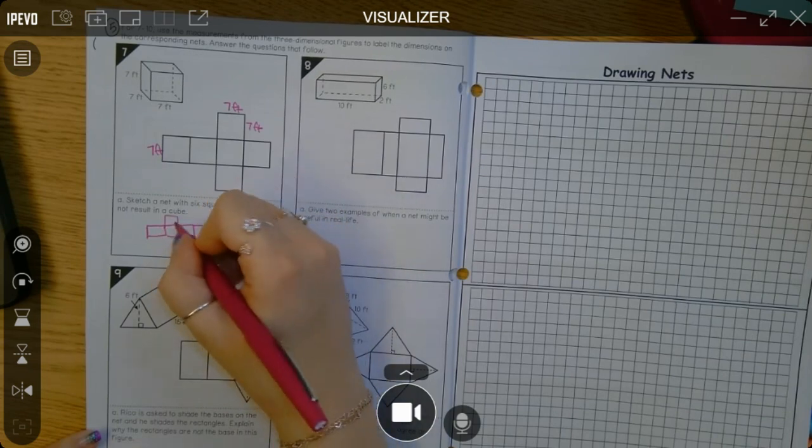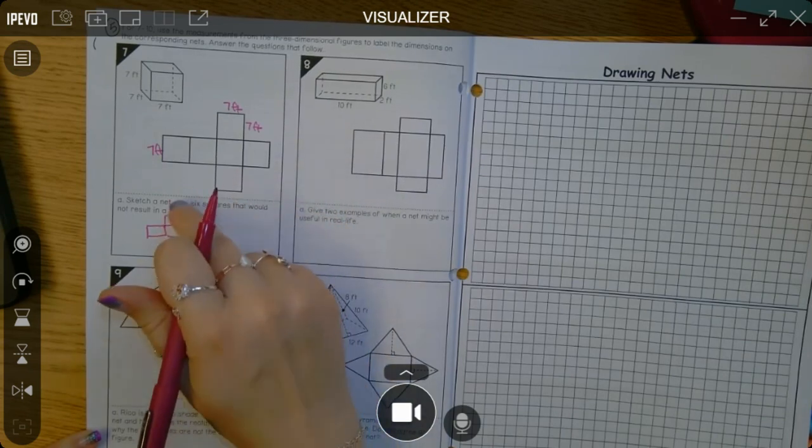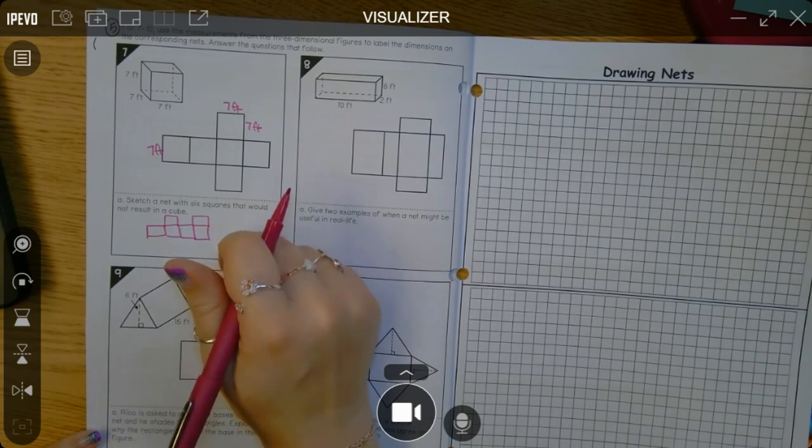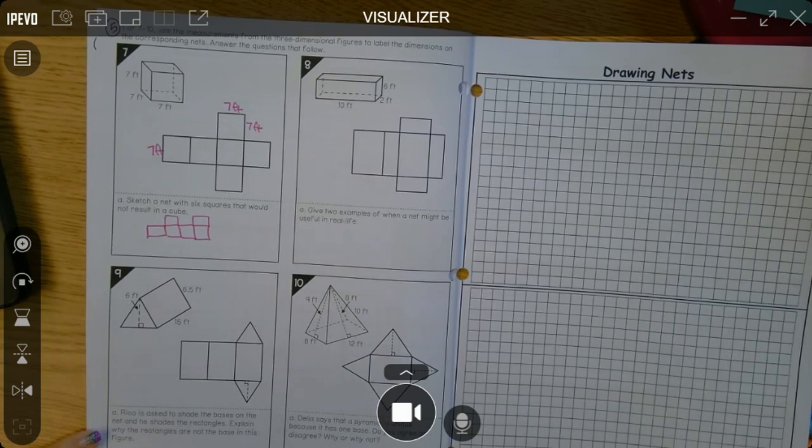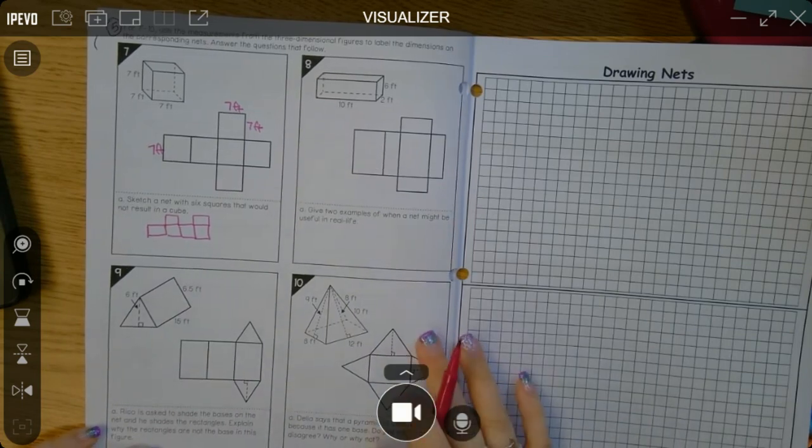And if you had the bases on the same side instead of opposite and parallel to each other, this one wouldn't work either. Okay, bases can't be on the same side. They need to be opposite each other. Otherwise, it won't fold correctly.